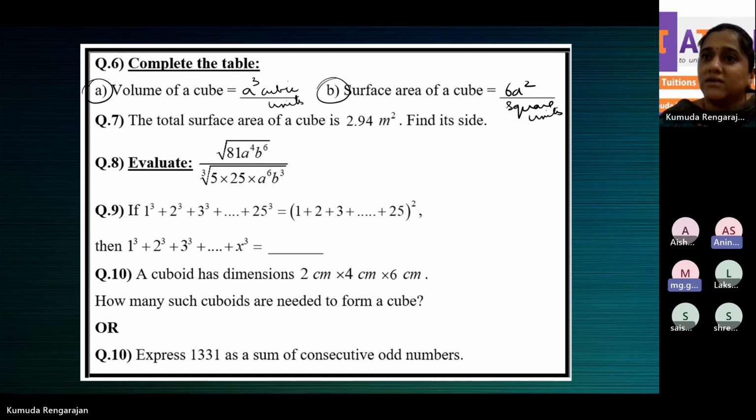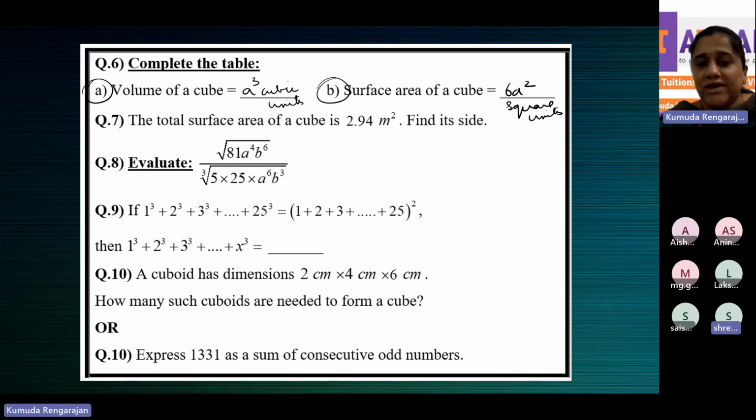Side into side, ma'am. A side into side is A square, right? Yes, ma'am, side square. If the side is A, then it is A square.